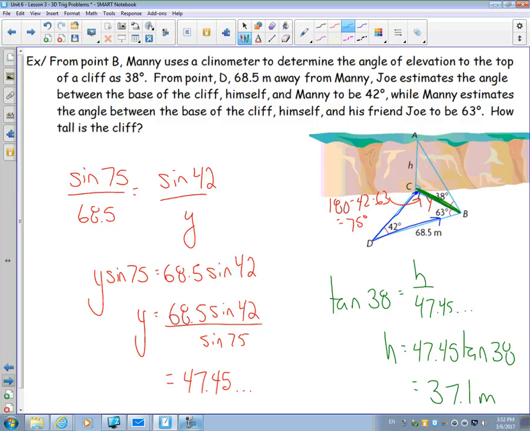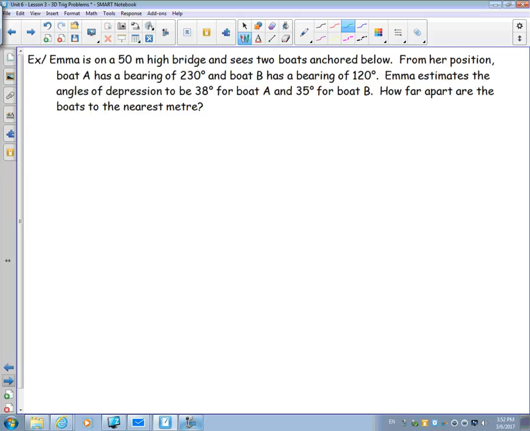Okay, let's switch it up. I'm going to try something a little bit more challenging now. Drawing a 3D question. The first two gave us the 3D. We just had to visualize what was happening, the parts and pieces. Now we're going to have to draw one. So we got Emma. She's on a 50-meter high bridge and sees two boats anchored below. From her position, boat A has a bearing of 230 and boat B has a bearing of 120. She estimates the angles of depression to be 38 for boat A and 35 for boat B. How far apart are the boats to the nearest meter?